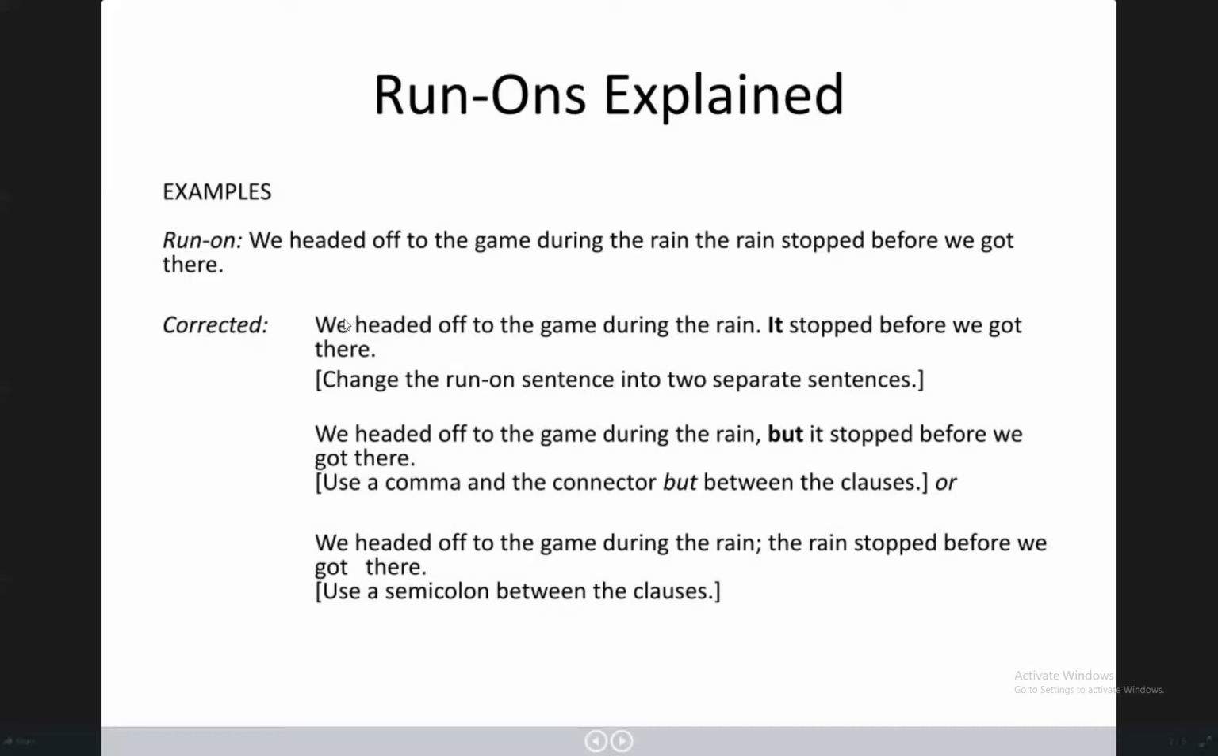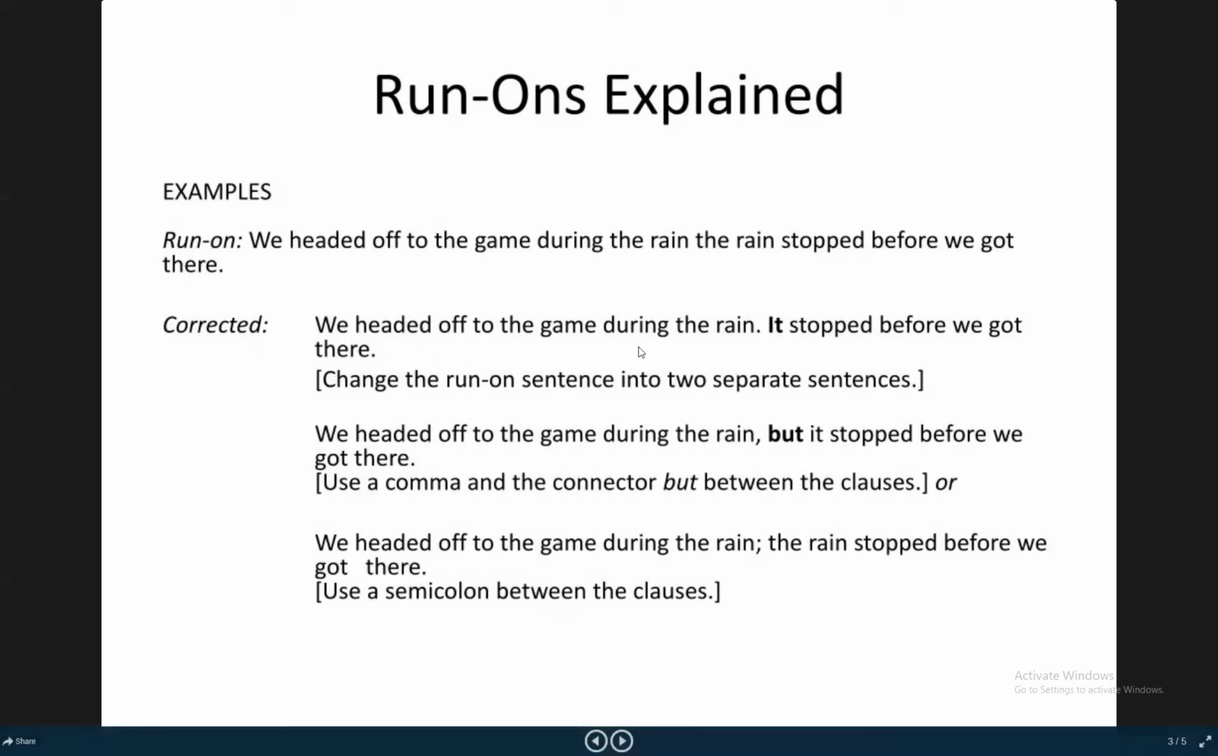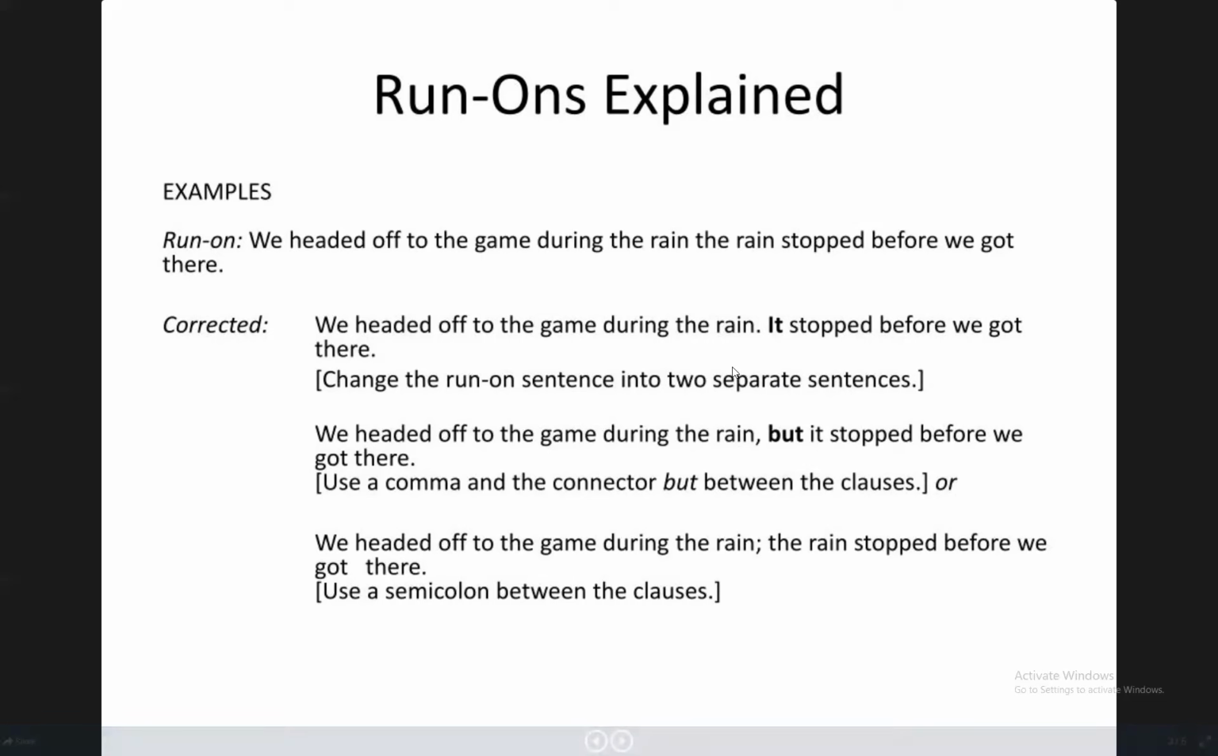Number one here: We headed off to the game during the rain. Full stop. The rain stopped before we got there. Now here we used a full stop, what we call a period, and we use a capital letter, and this is how we separated two clauses and we turned them into two different sentences. This is one way. We use a dot there and turn them both into different sentences. We split them.